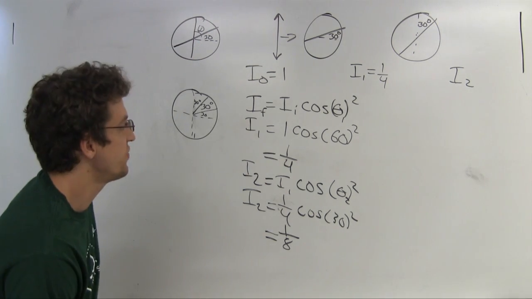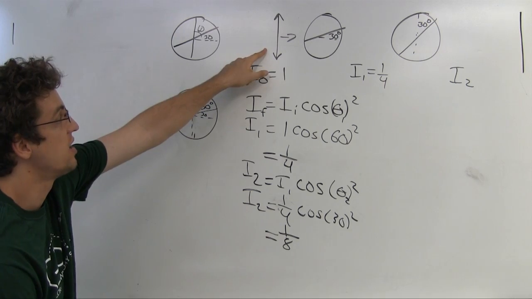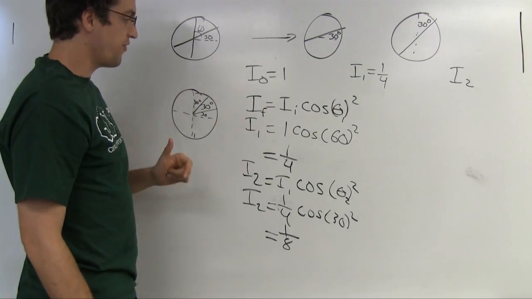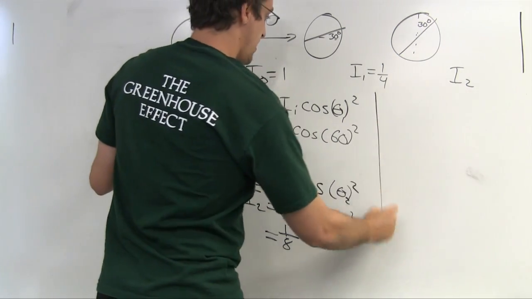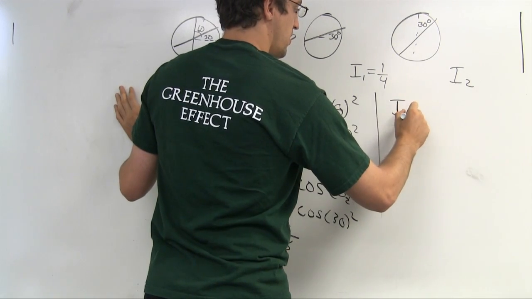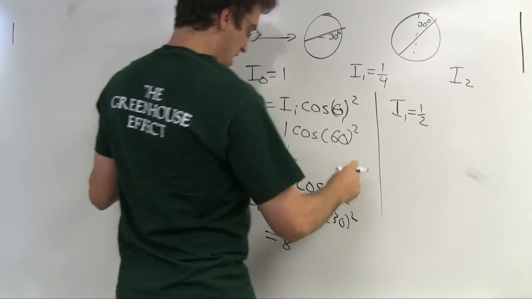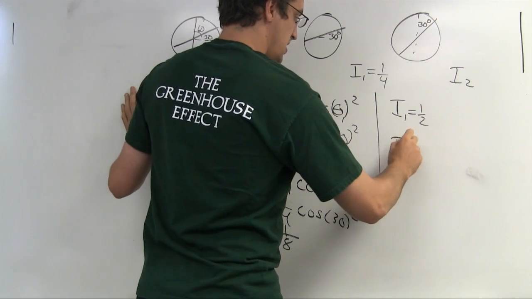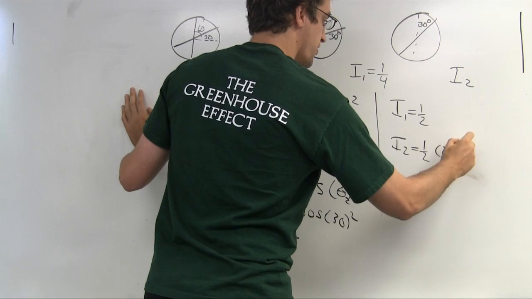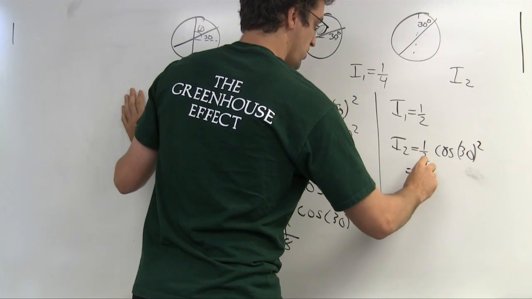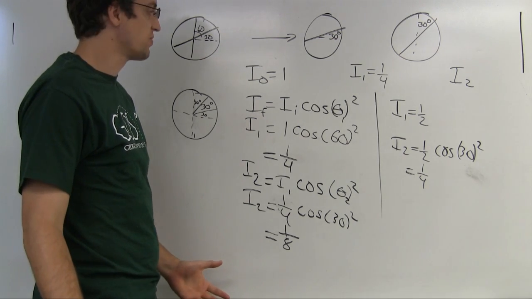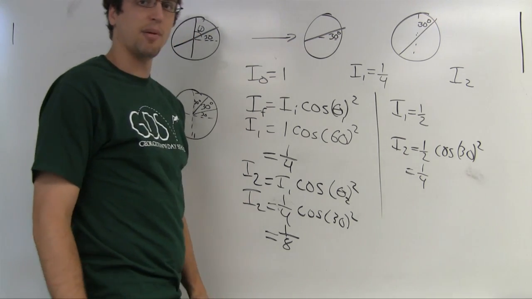Now how would this change if instead of having vertically polarized light, we had unpolarized light? So say the light's just coming in unpolarized. The only difference would be, instead of having I1 equal to all this, I1 would just be 1/2. And then we would get I2 is equal to 1/2 times cosine of 30 squared, and it would equal 3/8. Okay? So it's very similar, except the first step doesn't require any calculations. And that's a double polarization problem.